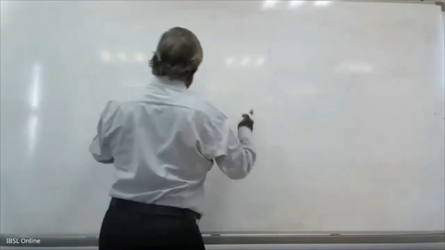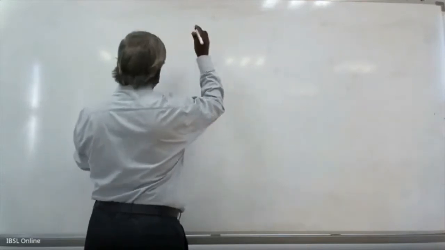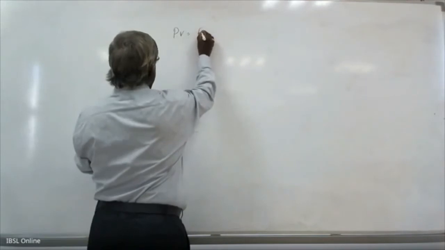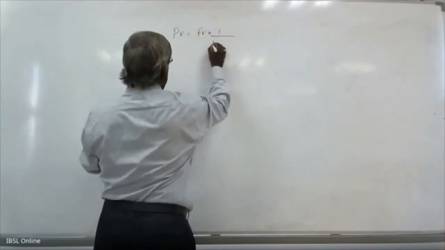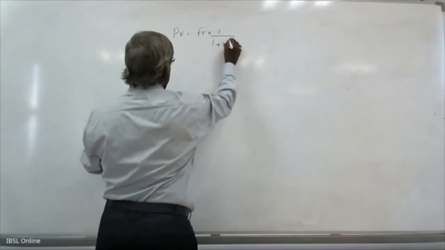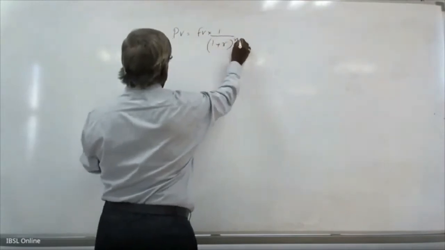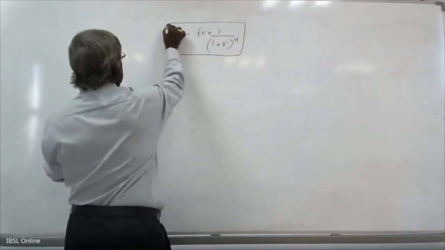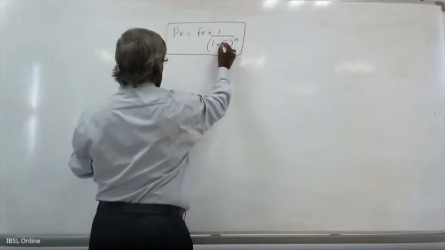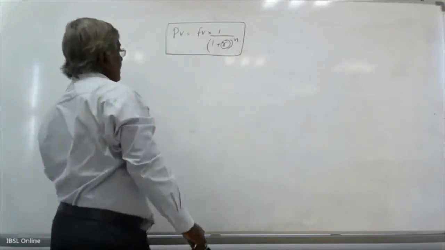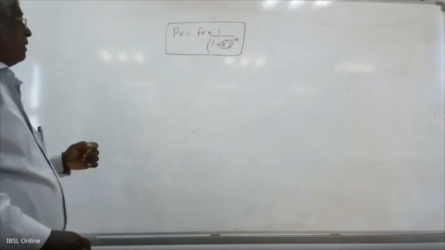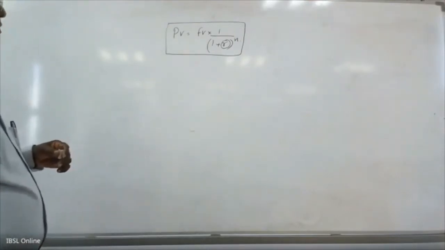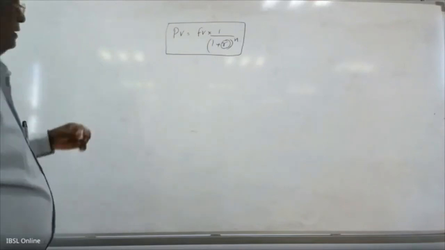Now the discounting formula: PV is equal to FV into 1 divided by (1 plus R) to the power n. This is the discounting formula. Here, this R is the interest rate we are using to calculate the PV from FV. This is the interest rate we are using. This is discounting.